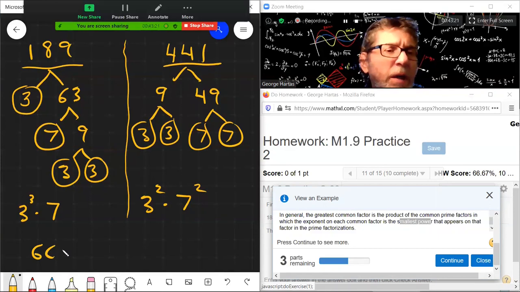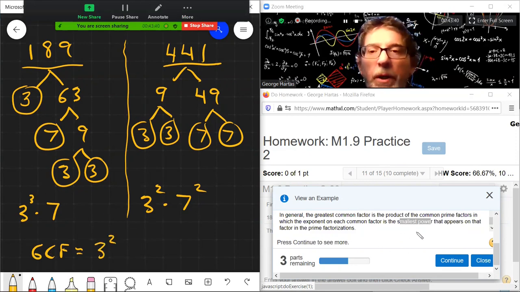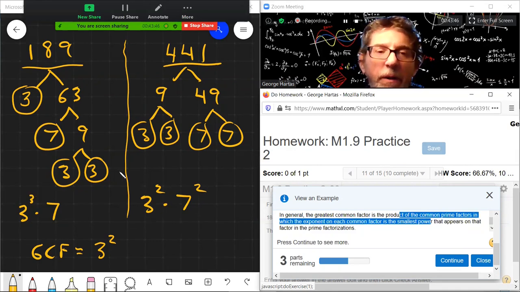Greatest common factor, GCF, also known as GCF. It's abbreviated a lot, so get comfortable with GCF, greatest common factor. So what we're bringing down here to compute this GCF is this one. Why this one and not that one? Because the rules say so. It's the smallest power, right? 2 is smaller than 3, so this comes down.